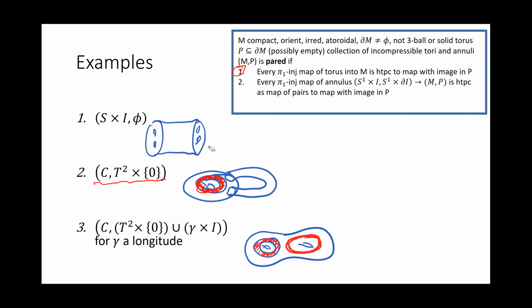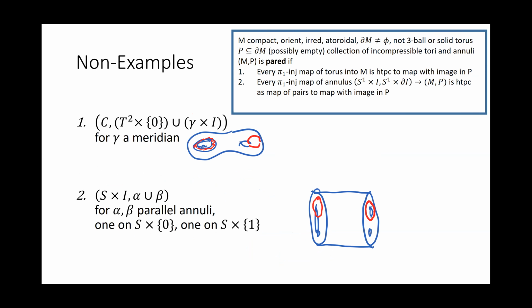And you can add to this. You don't have to just stick with the required parabolic locus. You can throw in other curves as well on the outer boundary. Here, if you take an annulus corresponding to a little neighborhood of a longitude, then this is also going to be a paired manifold.